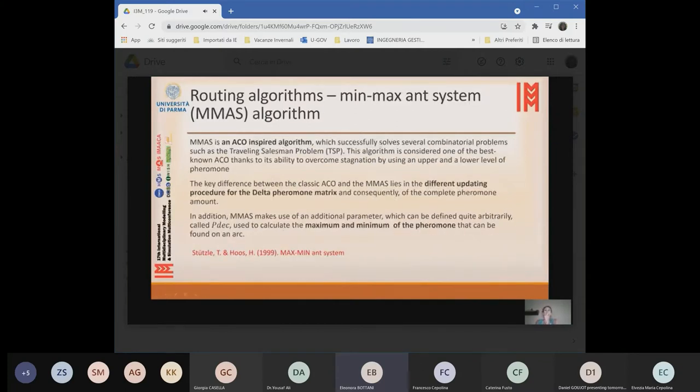Max-Min Ant System is an advancement of the ant colony optimization algorithm. You can refer to the study by Stützle and Hoos for a detailed description of the Max-Min Ant System. The key difference between the classic ant colony optimization and the Max-Min Ant System lies in the different updating procedure for the delta pheromone matrix, and also in the fact that on each path there is a maximum and minimum quantity of pheromone.